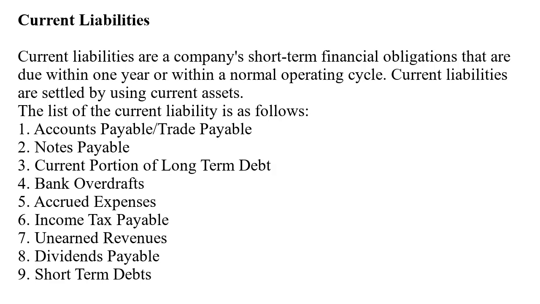The list of current liabilities is given below. 1. Accounts payable or trade payable, notes payable, current portion of long term debt, bank overdrafts, accrued expenses, income tax payable, unearned revenues, dividends payable, and short term debts.